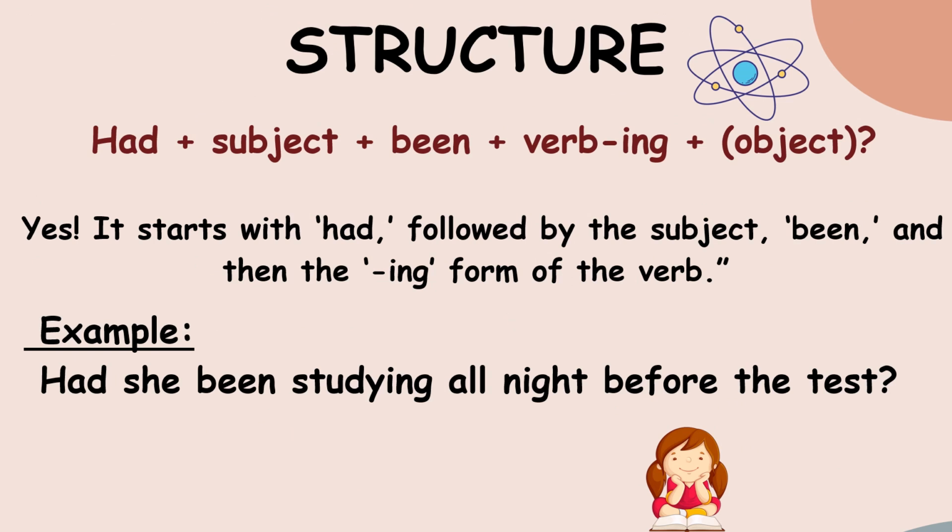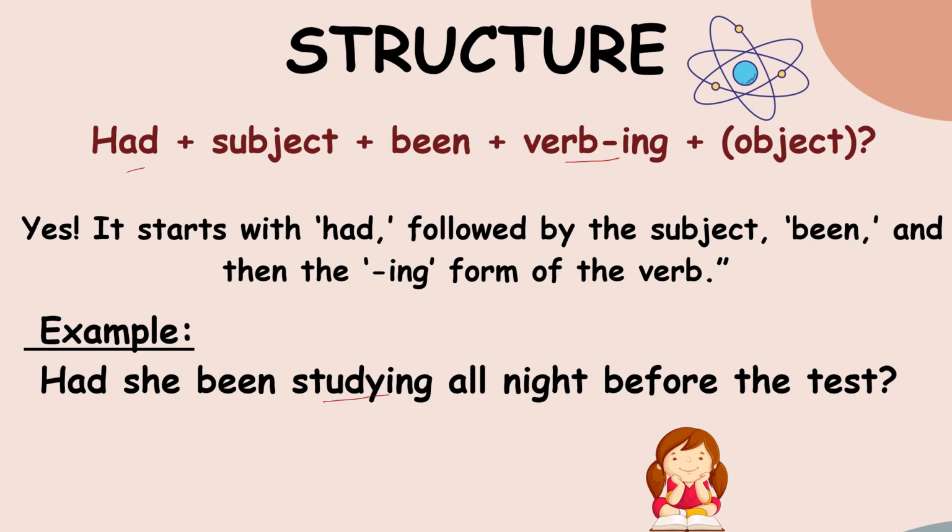Now let's see how to write the past perfect continuous interrogative tense. First of all, we will start with had, then the subject, then been, the ing form of the verb, then the object, and then the question mark. The question mark is compulsory as this is a question form statement. For example, had she been studying?